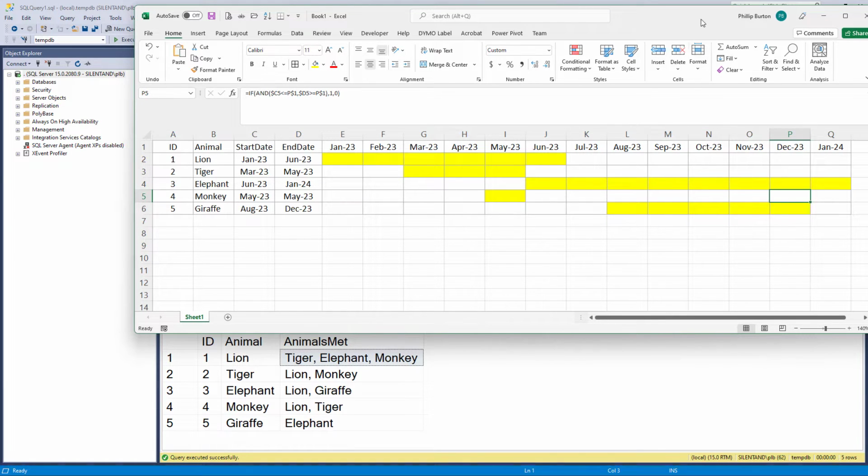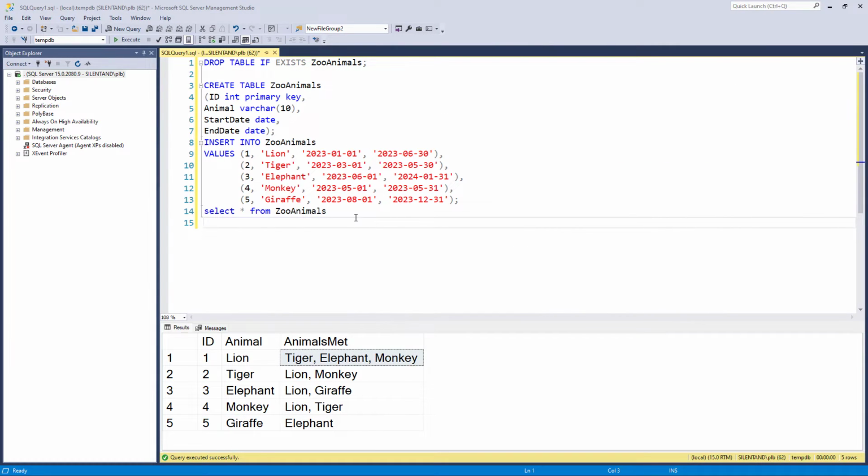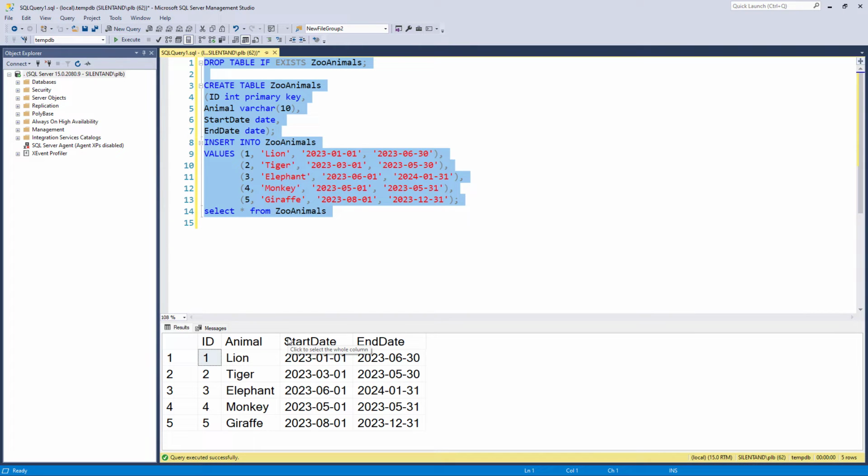That is the output. So what I've got here is some code which creates a table. So it's a very standard table. The only thing which is not standard is this at the top: drop table if exists. This was brought in SQL Server 2016. So if you don't have that, then there are other ways to find out if a table exists before dropping it. So how do we get a list of all of the animals and which animals they have potentially met?